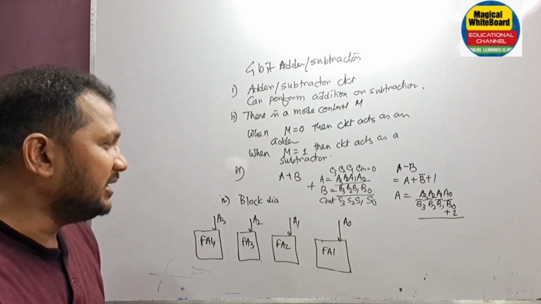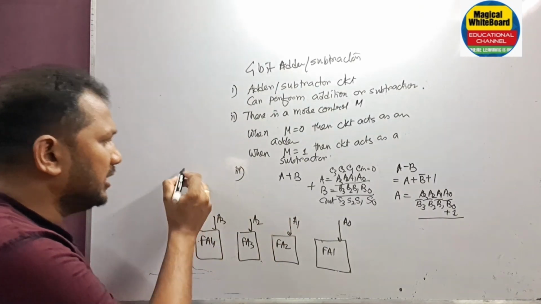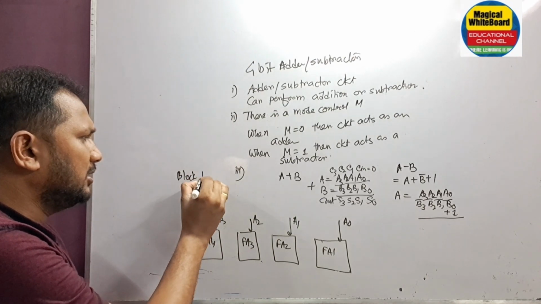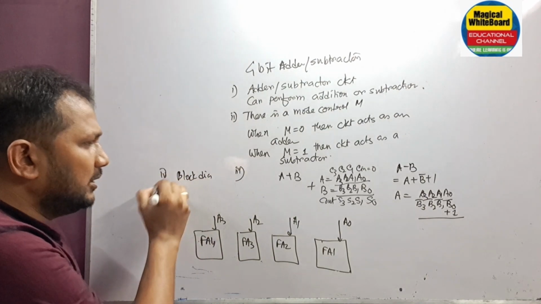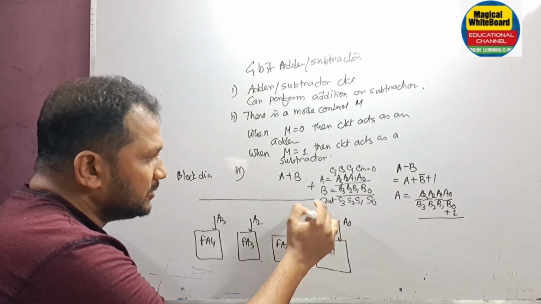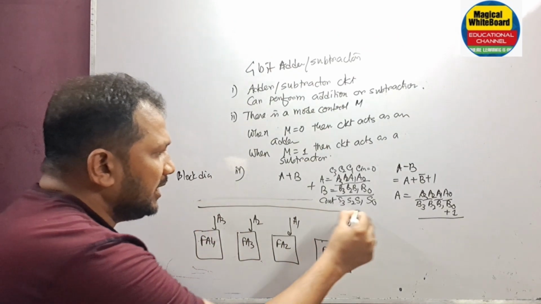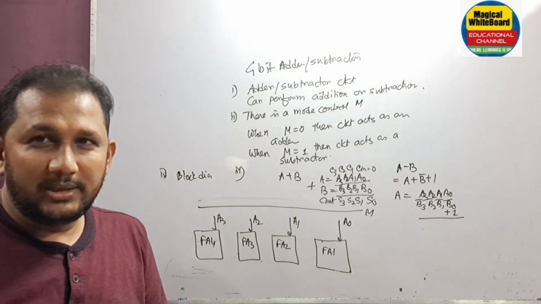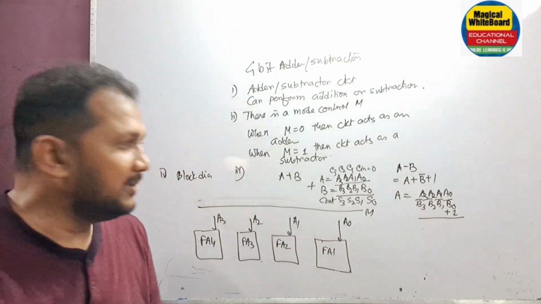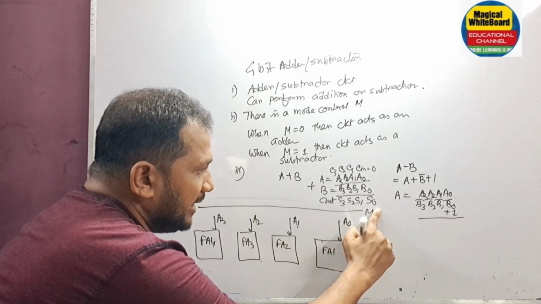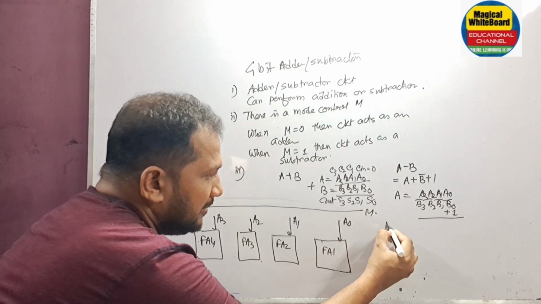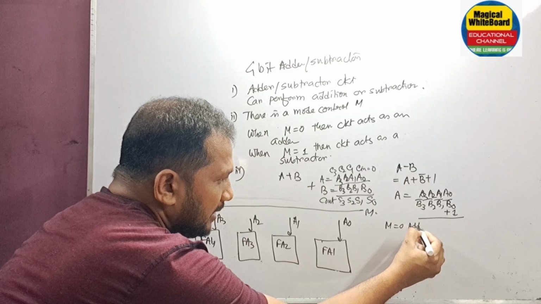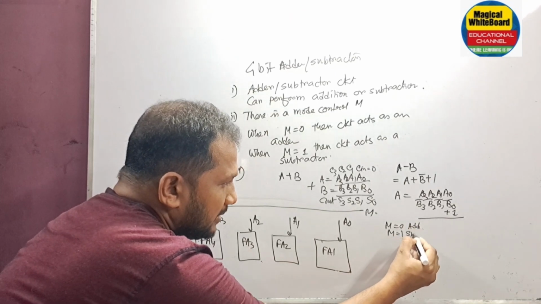Now in case of addition, there is a mode control. This is the block diagram, the fourth point. So there is a mode control. Suppose this is the mode control M. When M equal to 0, it acts as an adder, and M equal to 1 means subtract.